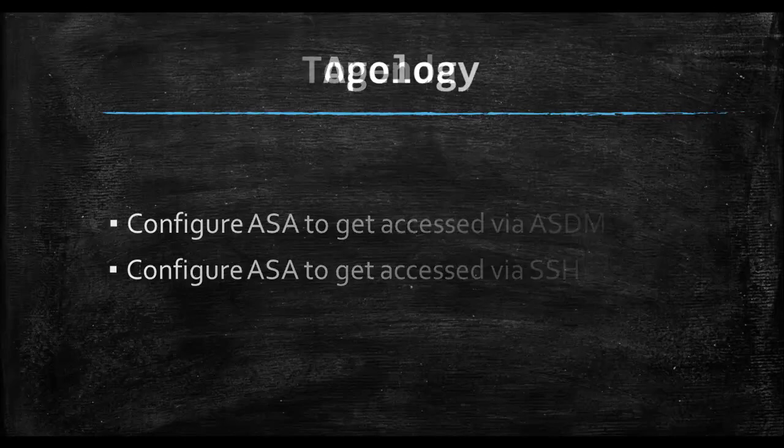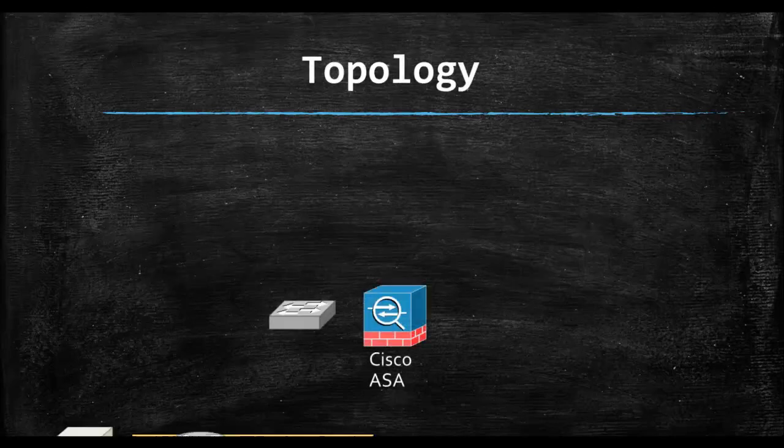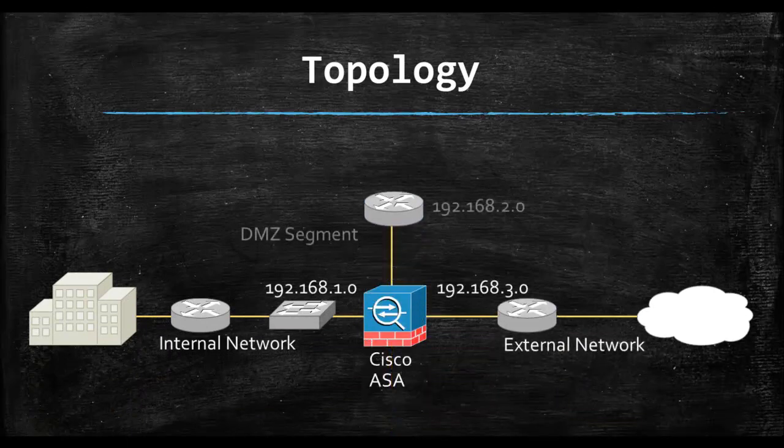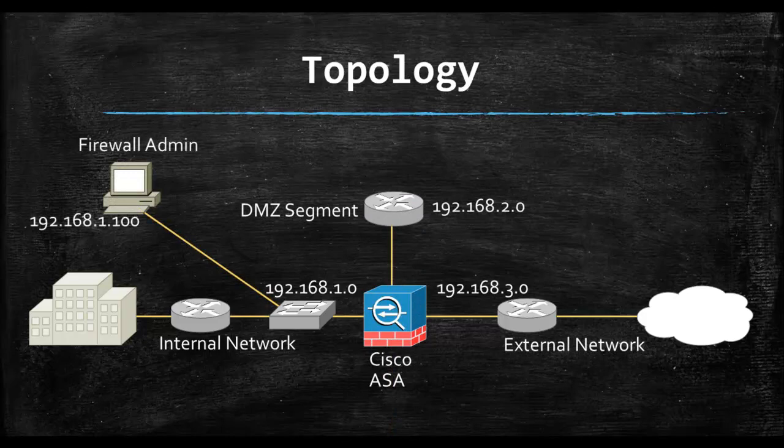So friends, let's go and check the topology. Actually, topology is not needed over here, but as we will be using this topology for a complete series, I just mentioned it over here. But the special action over here will be between the firewall admin system and the ASA. So let me explain the topology. On the left side, we have our internal network with IP segment 192.168.1.0. On the right side, it's an external segment 192.168.3.0, and the DMZ is hosted in 192.168.2.0. But as I said, the action will be between the firewall admin system, which is 192.168.1.100, and the ASA.